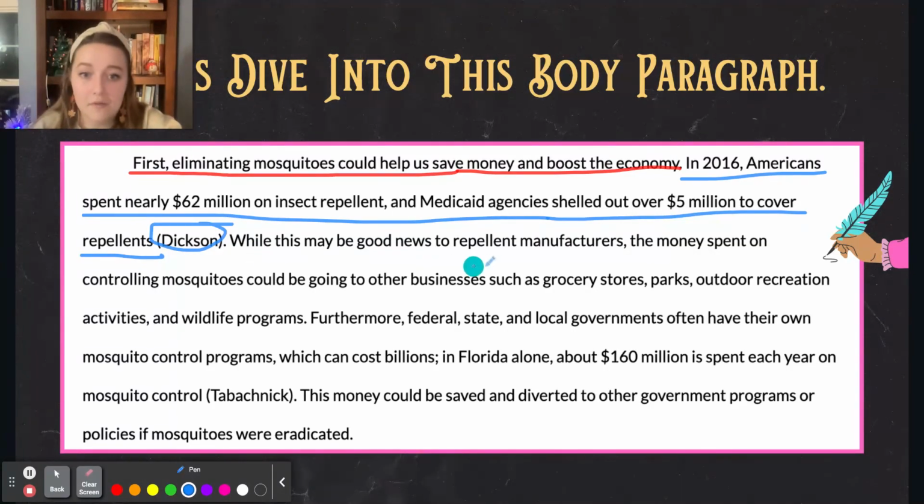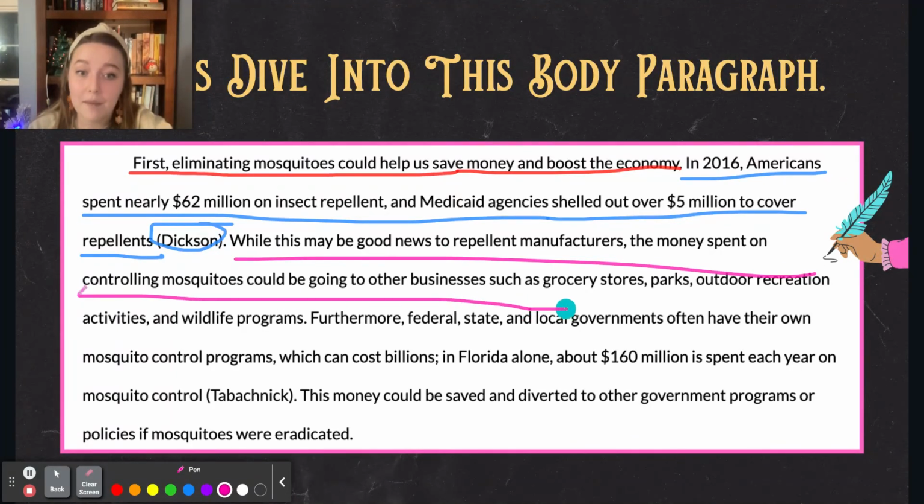While this may be good news to repellent manufacturers, the money spent on controlling mosquitoes could be going to other businesses such as grocery stores, parks, outdoor recreation activities, and wildlife programs. Wow. So this helps explain why that money being spent on insect repellents is like so important to us, right?